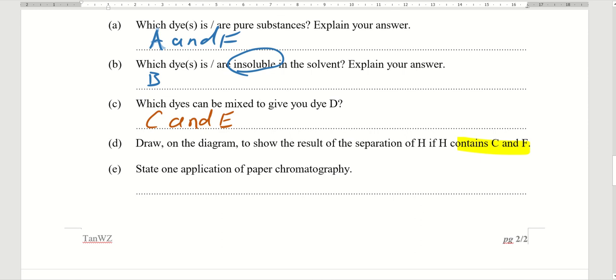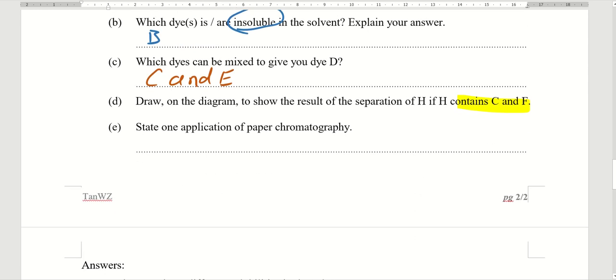Last question. Part E, state one application of paper chromatography. This is the part where some of you get confused. Chromatography is a method of separating things. You can even use it for urine samples, DNA, and all that. But paper chromatography is very specific. You cannot use it to separate urine samples.